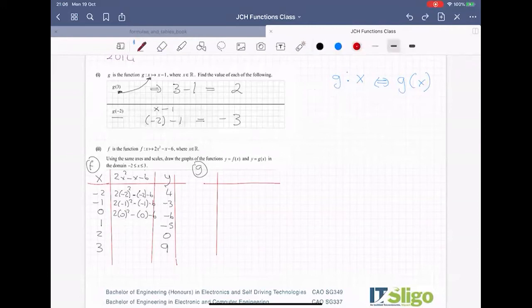Okay, and my y's. So x values, my functions for g, all the way up here, x minus 1 and my y's. So again, it's the same domain. And it'll always be the same domain if they ask you to draw two graphs on the one.